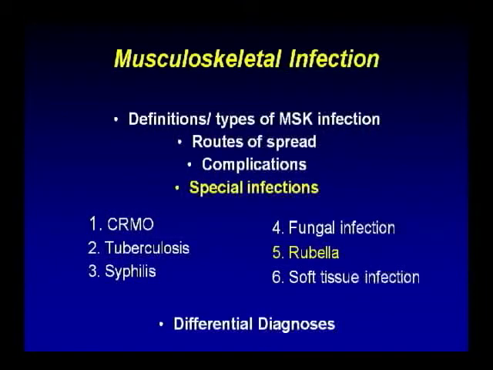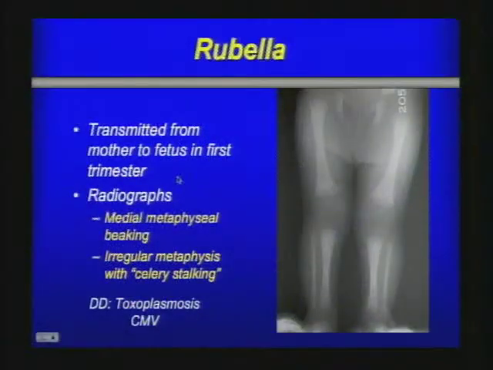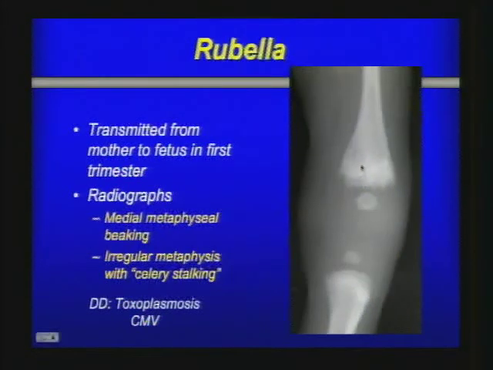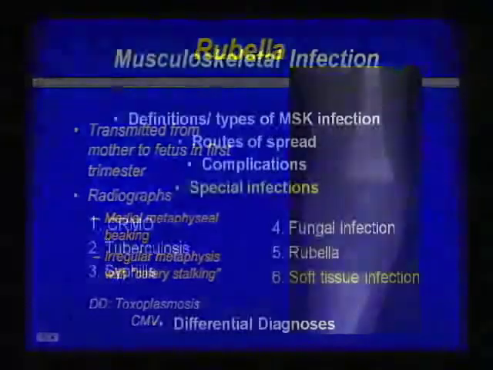All right, rubella is transmitted from the mother to the fetus in the first trimester. You have typically medial metaphyseal beaking, which is found typically at the knee region, and you may find these findings which are called celery stalking. And this is what you see here, the celery stalking. However, keep in mind that it's also found with toxoplasmosis and cytomegalovirus infection.